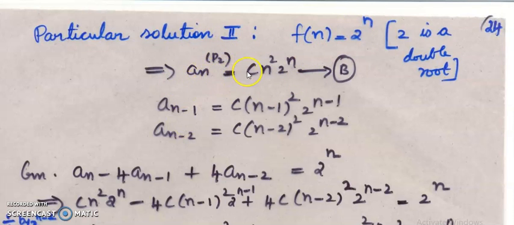Now we have to find c. So let us write a_(n minus 1), replacing n by n minus 1: c times (n minus 1) the whole square, 2 power n minus 1. For a_(n minus 2), replace n by n minus 2: c times (n minus 2) the whole square, 2 raised to n minus 2. Okay, here you replace n by n minus 2.